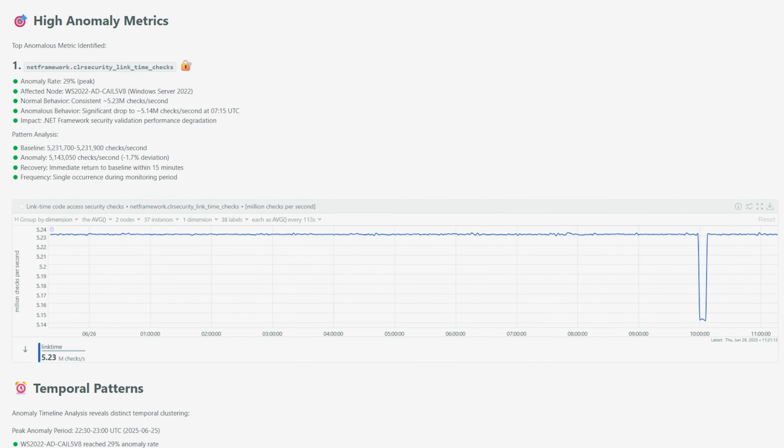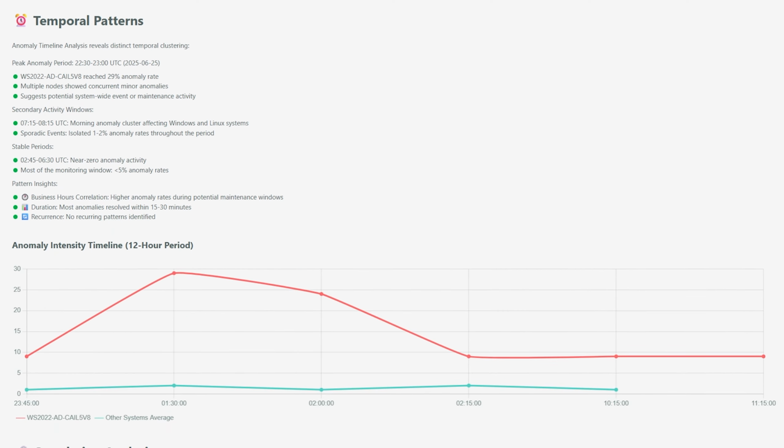High anomaly metrics presents us the main anomalous metrics in the time frame, and as we can see here, it was only one, and it was concerning the degradation of performance on the .NET Framework security validation. Temporal patterns gives us the windows where the main anomalies were detected, along with some stable periods and the insights on the general patterns. We can also see in the chart that the WS 2022 node was the most anomalous compared to the other systems.